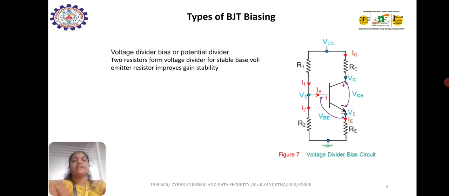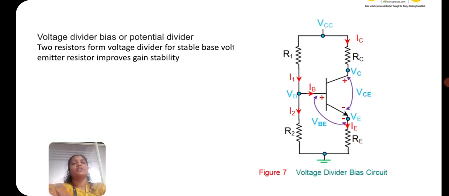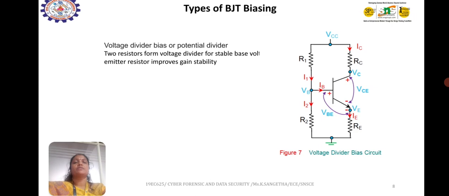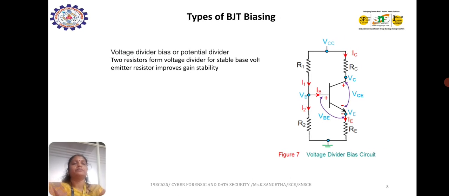So voltage divider bias or potential divider. Here the two resistors R1 and R2 act as a voltage divider. So the two resistors are mainly used for stable biasing. The emitter resistor is also connected. So it improves the gain stability of the circuit.